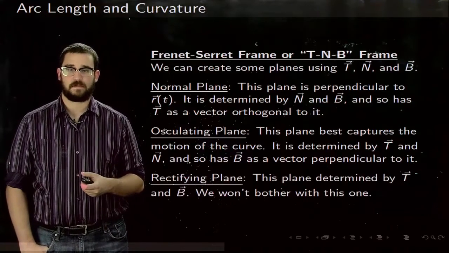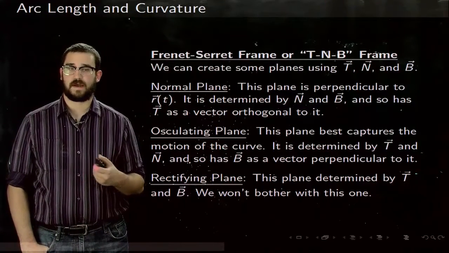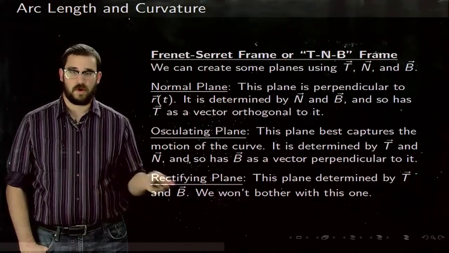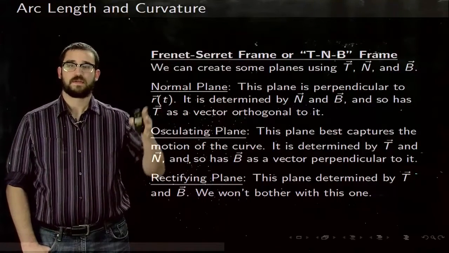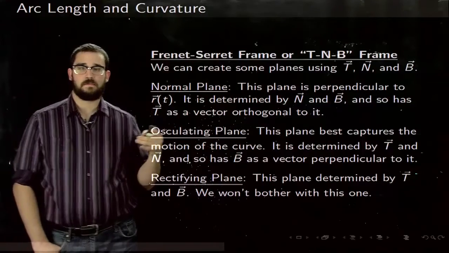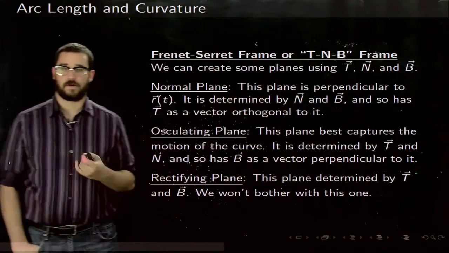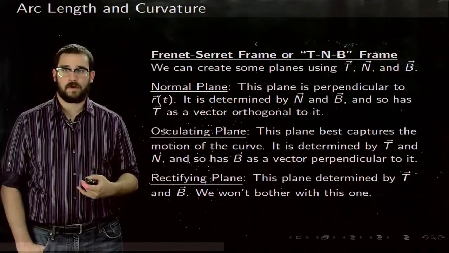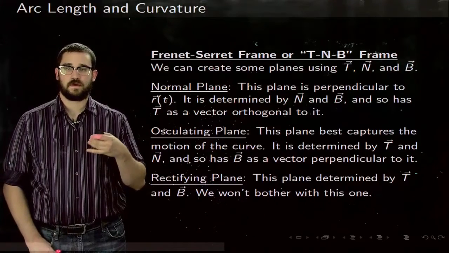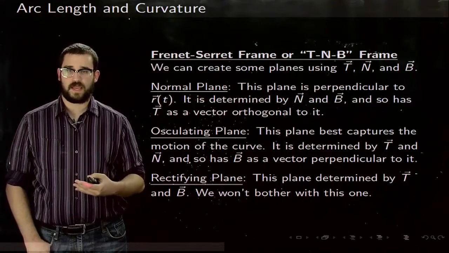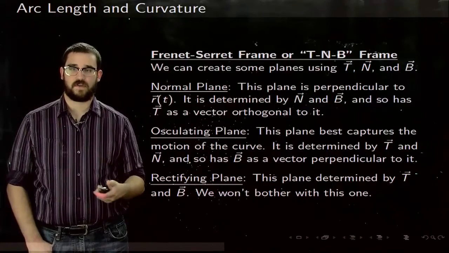And the rectifying plane, this plane is determined by T and B, and we won't even bother to look at this one. So why are we pointing out which vectors are orthogonal to it? Well, remember that in order to figure out the formula for a plane, we need an orthogonal vector to that plane.